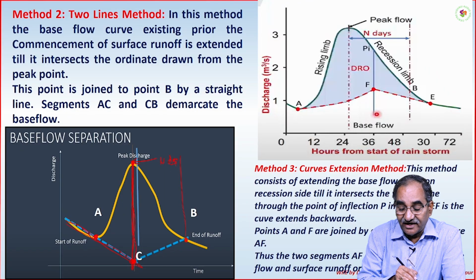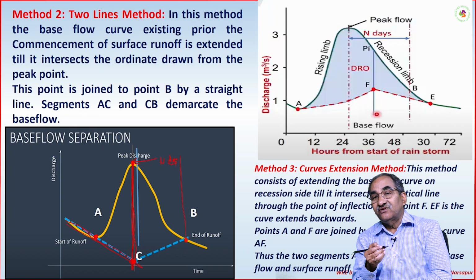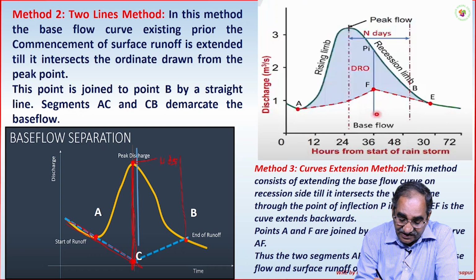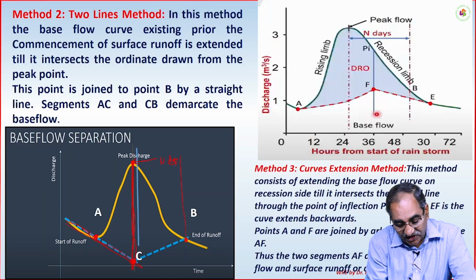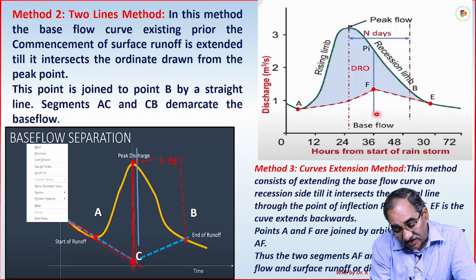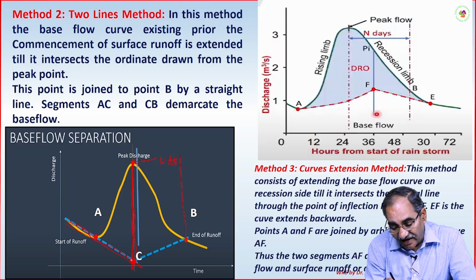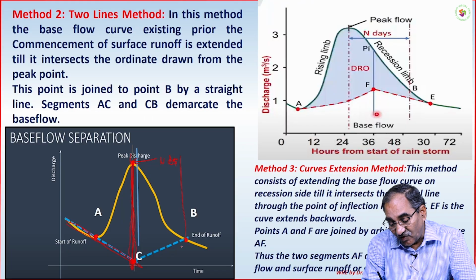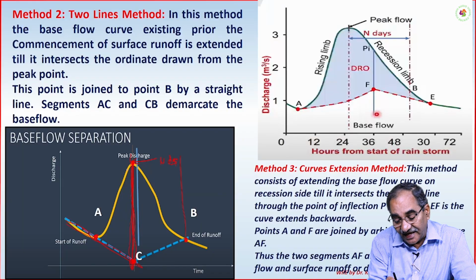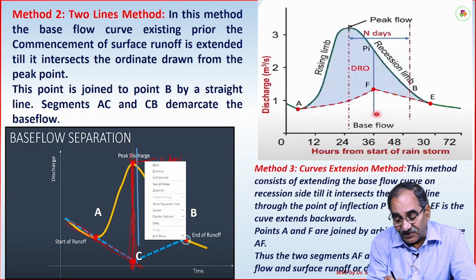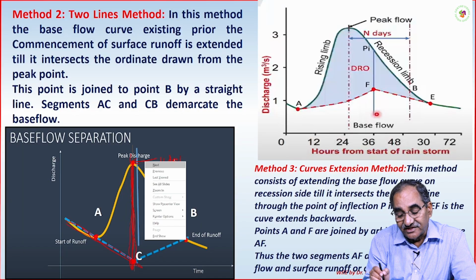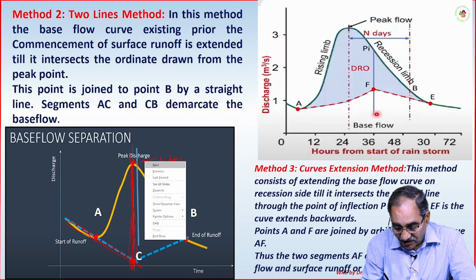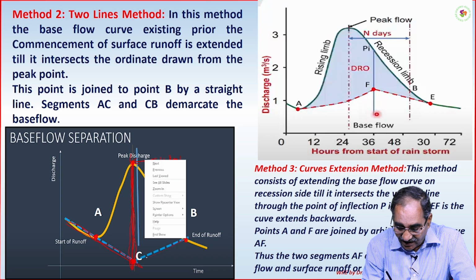Well, how to calculate n days? N is equal to 0.83 into A to the power of 0.2. So calculate n. So here just extend this base flow recession curve by a straight line. Draw a vertical line from the peak. Then note this point B, which is n days, where n is equal to 0.83 into A to the power of 0.2, and now join this B and C.